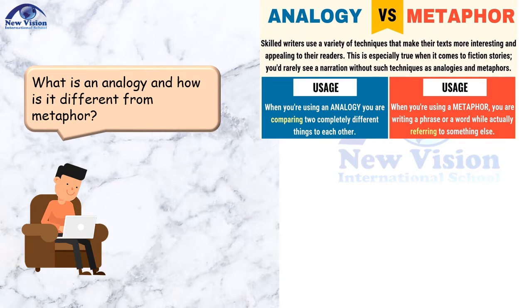Skilled writers use a variety of techniques to make their text more interesting and appealing to the readers. We can definitely use an analogy and metaphor as examples. When you're using an analogy, you're comparing two completely different things to each other. When you're using a metaphor, you are writing a phrase or a word while actually referring to something else.